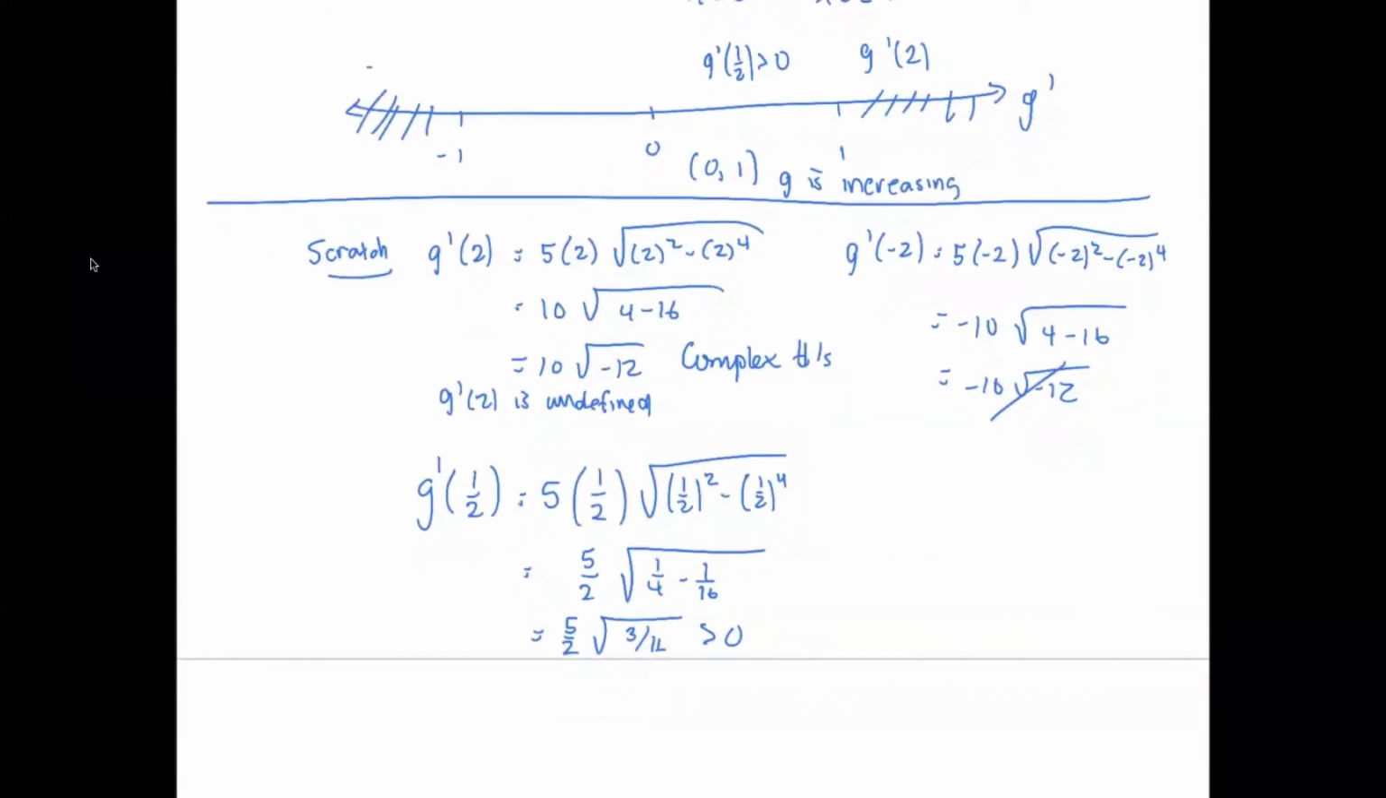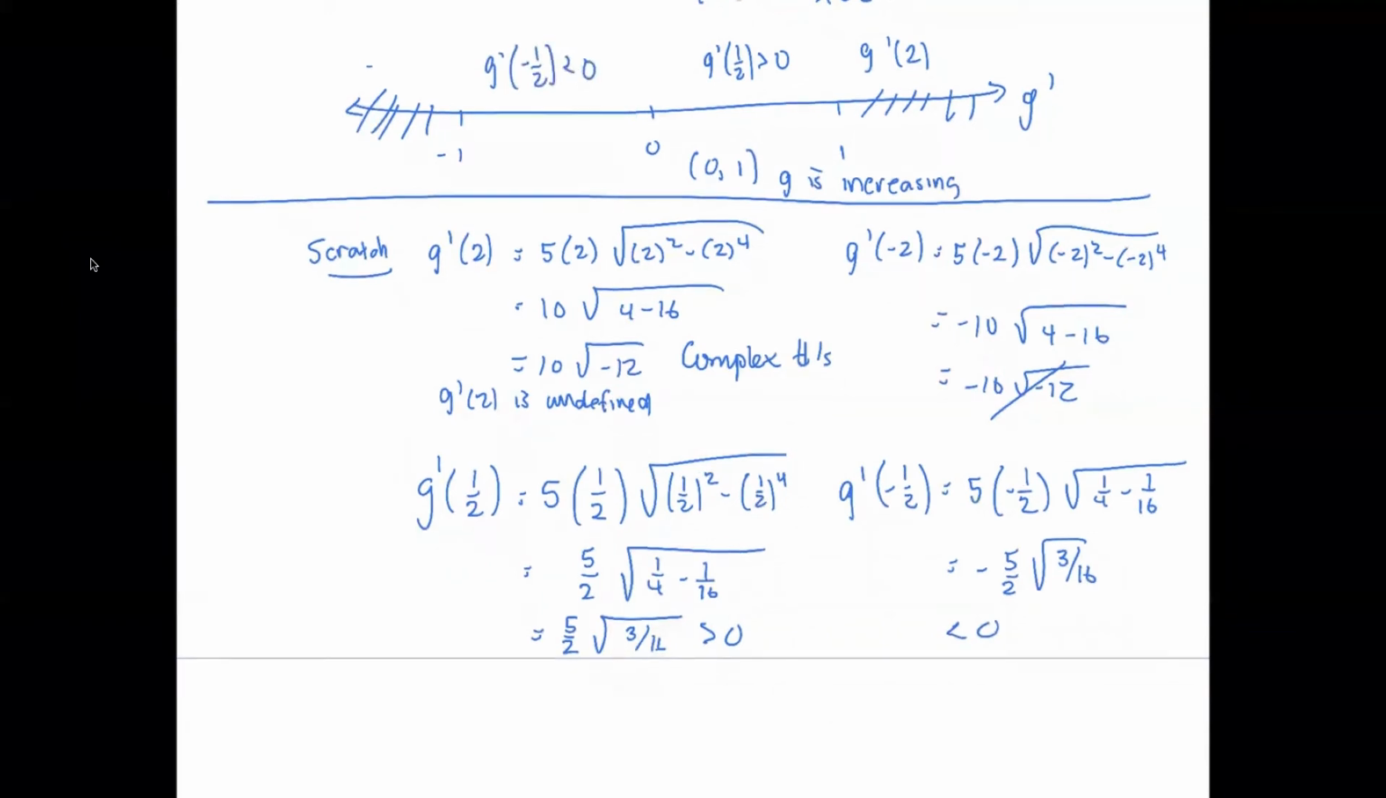And then when you plug in negative 1/2, you in essence get the same thing, except that it's going to be a negative 1/2. So it's going to be 1/4 minus 1/16 again. So you're going to get negative 5/2 times the square root of 3 over 16. But that negative in the 5/2 means this is negative. This is less than 0. So here, g prime of negative 1/2 is less than 0.